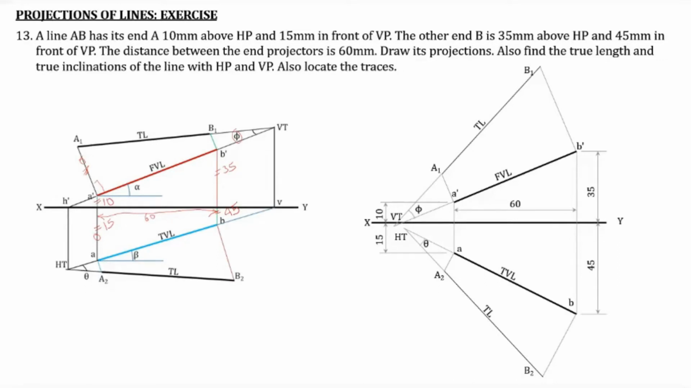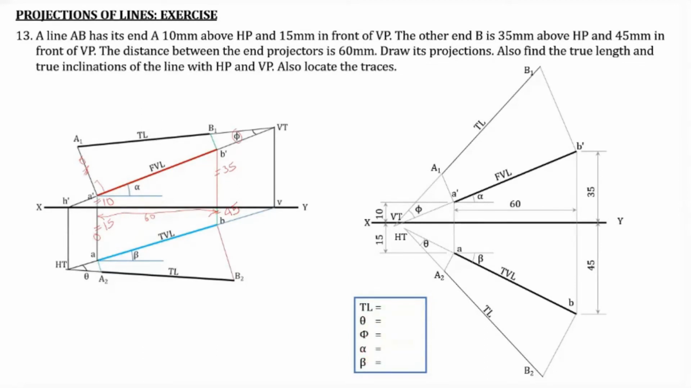So that's it. And then if any dimensions are missing, that also you have to mark. Here you have to mark the alpha. Alpha is the inclination of the front view with the XY line. Then beta is also to be marked. Beta is the inclination of AB, that is the top view, with the XY line. So alpha and beta are marked, theta and phi are marked, and all the other dimensions we have already marked. Then you have to complete this drawing, this rectangle, in which we write the true length, theta, phi, then alpha as well as beta.